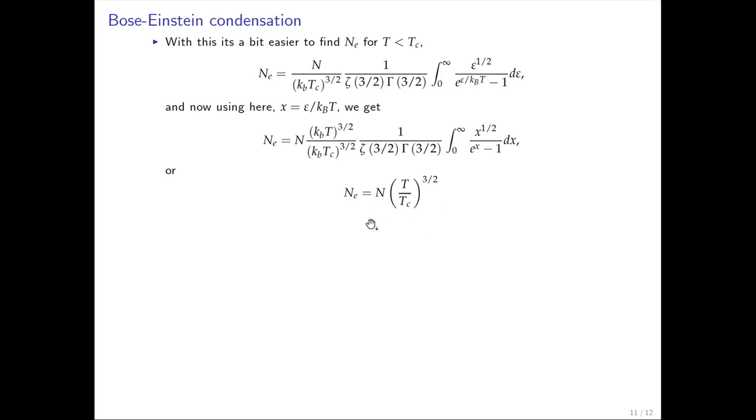And what we see is a simple result: the number in the excited state below TC, so we're at T below TC, is the total number times T over TC to the 3/2 power. Okay? That's from these terms, because all this cancels out in the end.